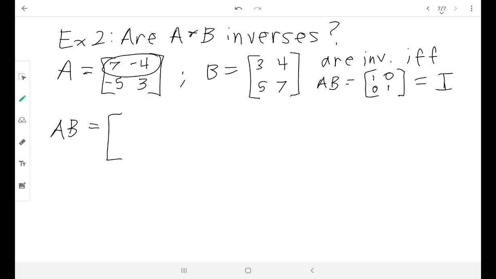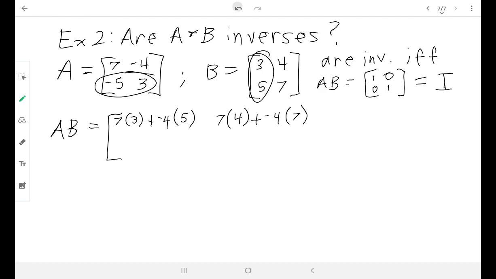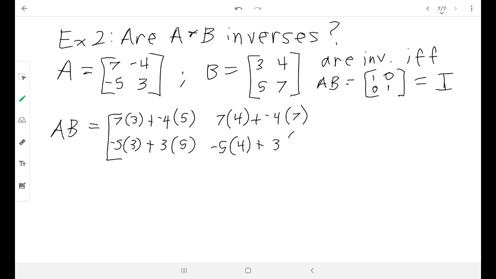So A times B, first row, first column, that's 7 times 3 plus -4 times 5. First row, second column is 7 times 4 plus -4 times 7. And then second row, first column, is -5 times 3 plus 3 times 5. And then second row, second column, is -5 times 4 plus 3 times 7. So let's figure out what all that is.